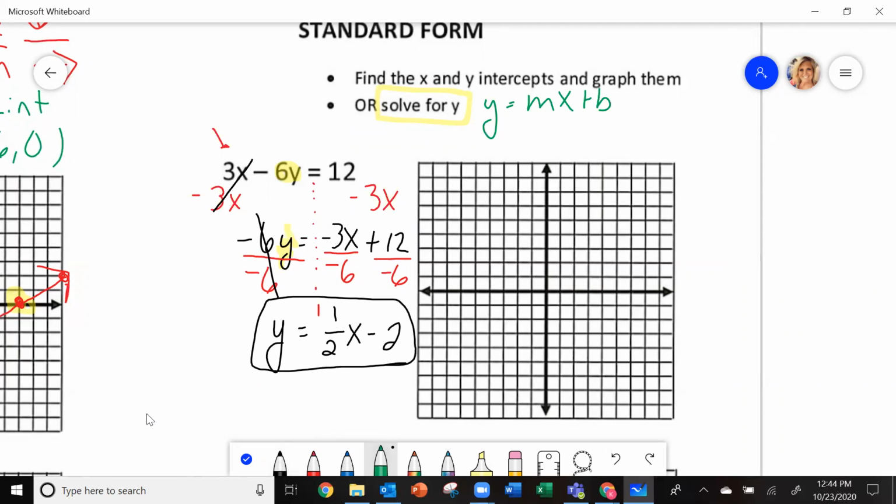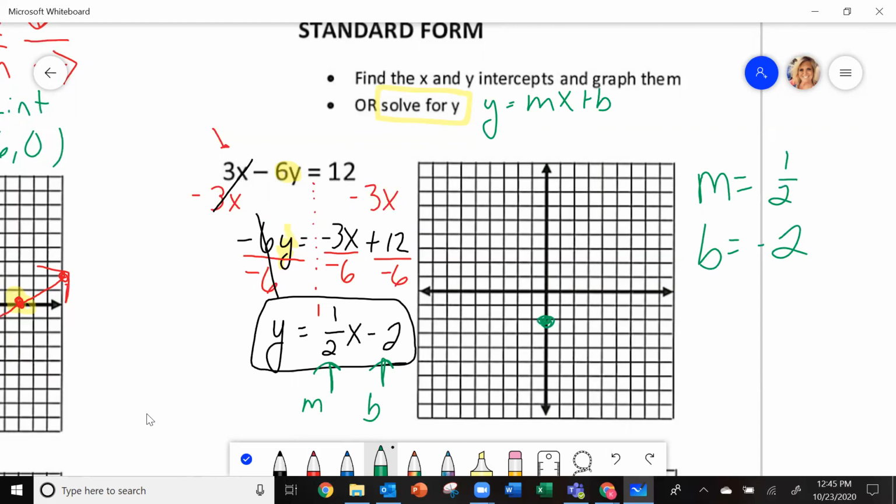So start at your y-intercept. Well, first off, I've got to have my slope and my y-intercept. My slope is 1/2. My y-intercept, that's my b, is negative 2. So I'm going to start at negative 2 and put a dot.